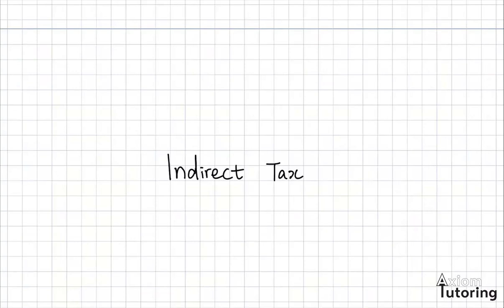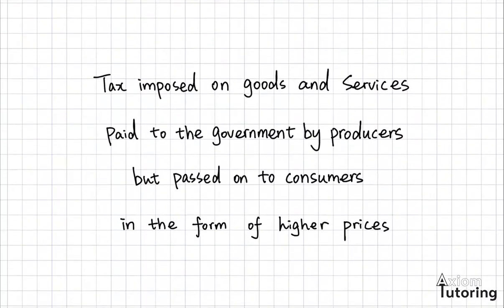In this video, we'll be focusing on indirect tax. An indirect tax is a tax imposed by the government on the production or consumption of goods and services, where the tax is paid by firms to the government but passed on to consumers in the form of higher prices. Common examples of indirect taxes include VAT, excise duties on alcohol, tobacco, and fuel, and environmental taxes such as carbon emission tax. Indirect taxes are different from direct taxes because they're linked to spending rather than income and profit.